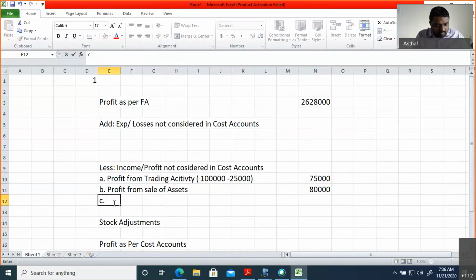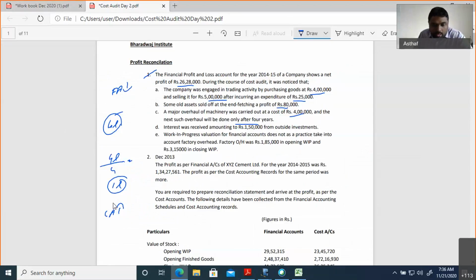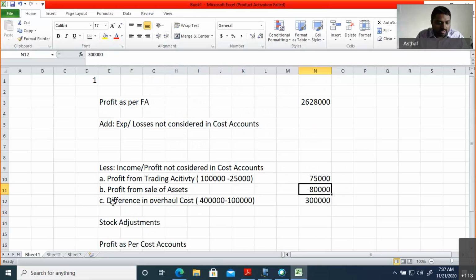So the next item, the difference in overhaul cost. How will the amount come, my dears? 4 lakh we have charged in financial, and only 1 lakh we will charge in costing. So the difference will be 3 lakh. Moving further, interest received amounting to 1,15,000 from investment. So interest received.